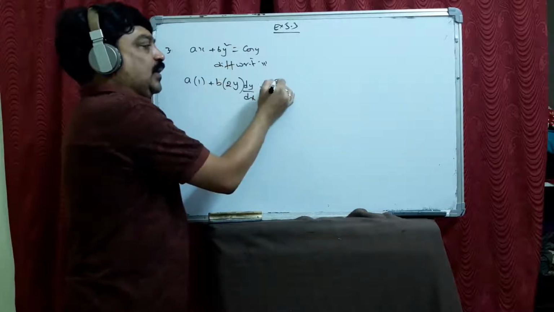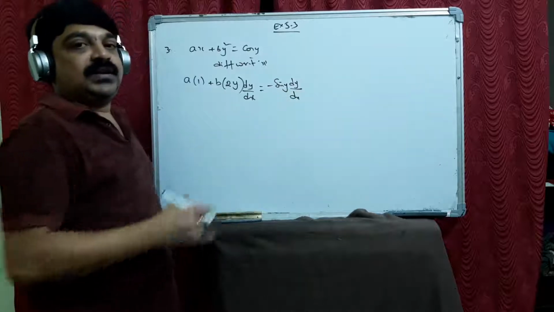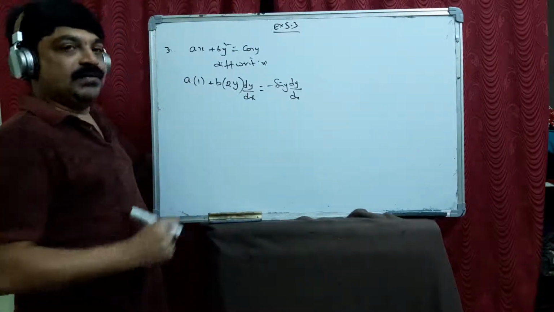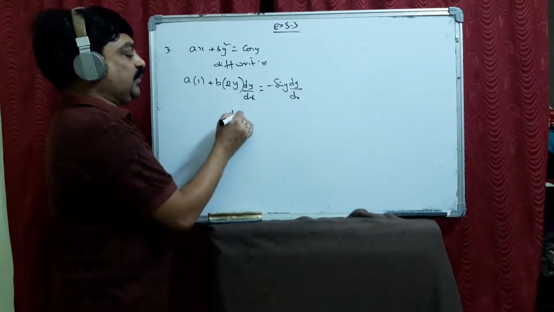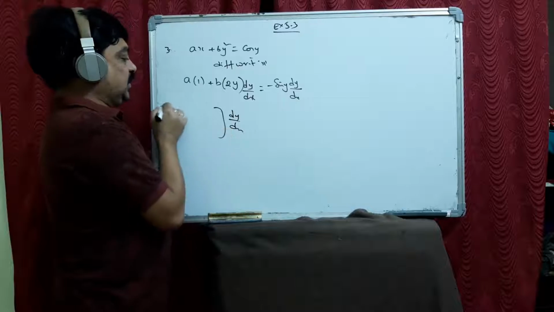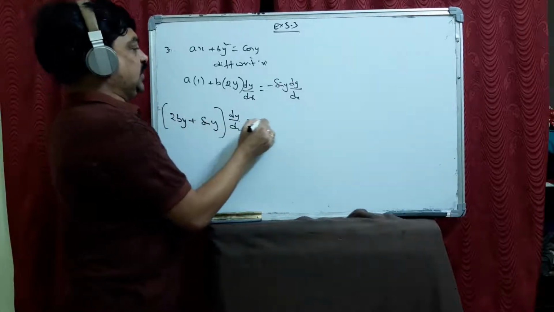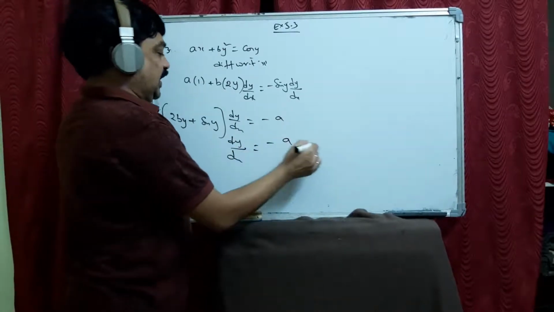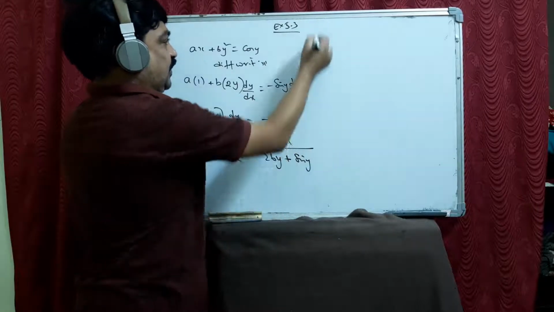Cos y minus sin y dy by dx. Whenever you find the derivative of something like y in terms of y, you should write dy by dx. Bring all the y terms to one side. If I take dy by dx common here, it becomes 2by plus sin y is equal to minus a. So dy by dx becomes minus a by 2by plus sin y.